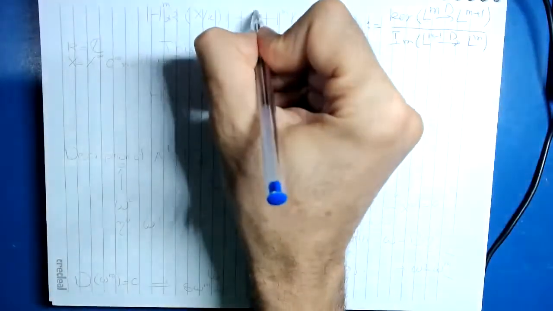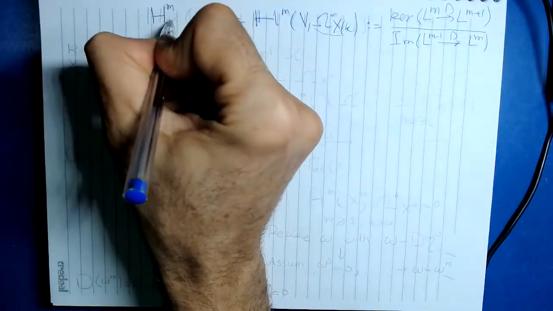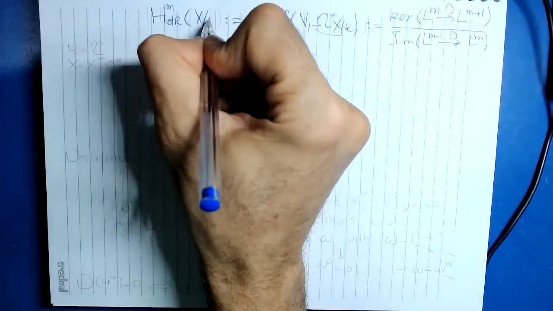This will be the hypercohomology of X of the complex of differential forms over K, and the hypercohomology is a more general concept, and in our context this is just the algebraic de Rham cohomology that we are talking about.